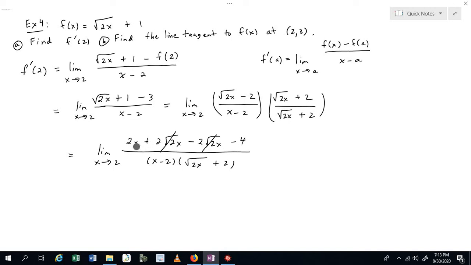Okay, and then I'm left with 2x minus 4 on the top. And what I'm going to do is factor a 2 out of that, and that's going to leave me with x minus 2. And that's going to cancel with the x minus 2 in the denominator.